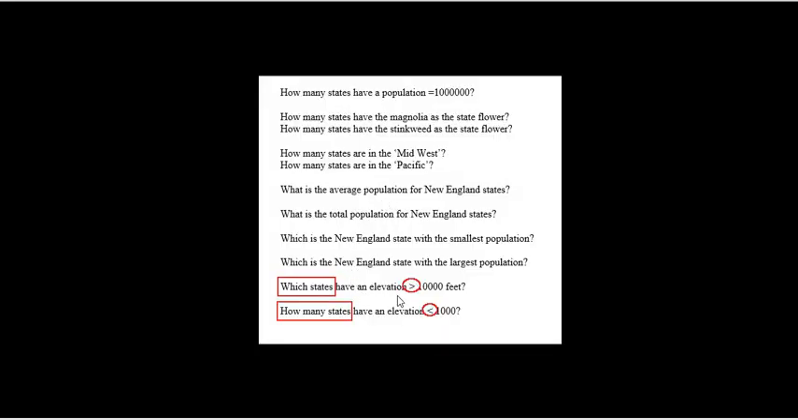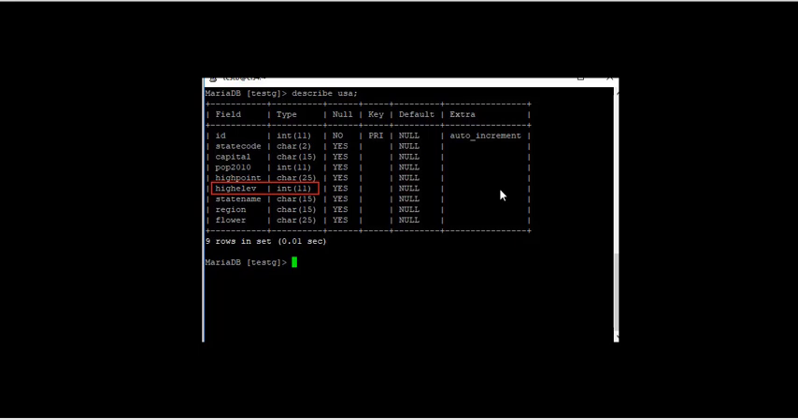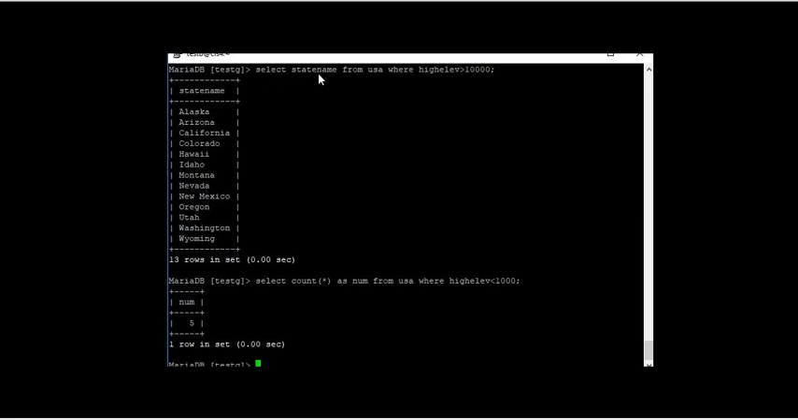Which states have an elevation greater than 10,000 feet? How many states have an elevation less than 1,000 feet? Okay, well, that's interesting. How many say high elevation? No, that's the integer. High ELEV, got to remember that. Because that's where we're comparing to 10,000 or the 1,000. So select state name from USA where highest elevation greater than 10,000. All these states have at least one mountain greater than 10,000 in elevation.